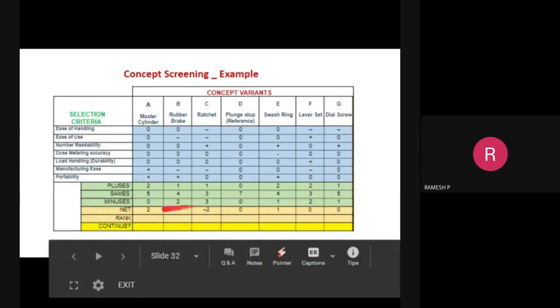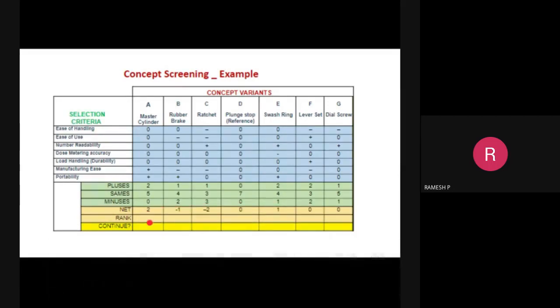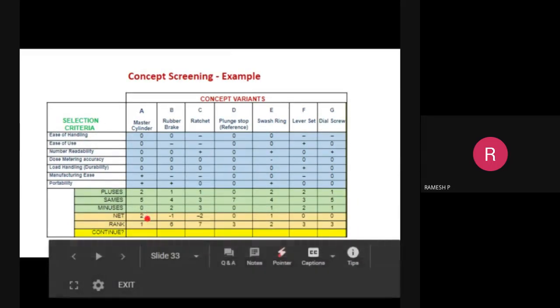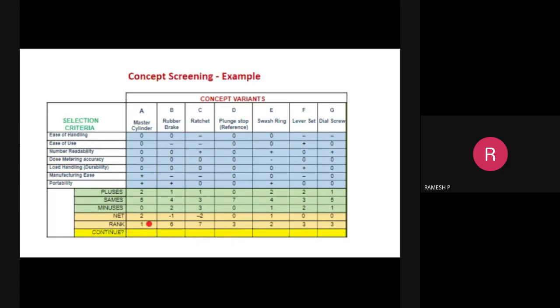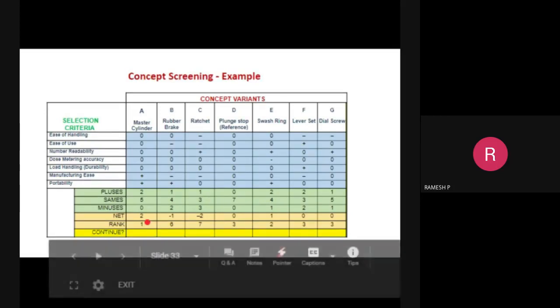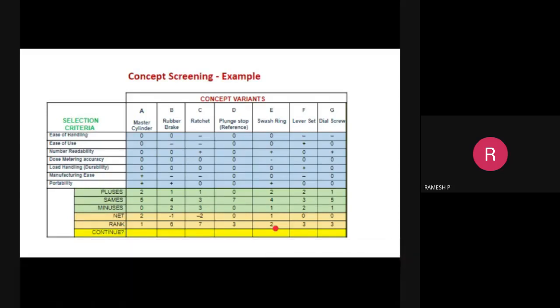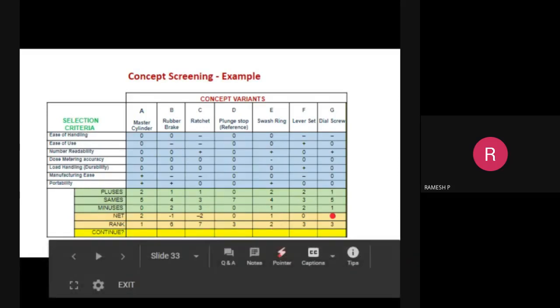Now, based on the net score, based on the sum of positives and negatives, rank it. Okay, I'm ranking it. The maximum is 2. So the first rank goes to master cylinder A. It can be taken as the most promising concept. And after the net score of 2, we have 1 for concept E, swash ring. Here I am providing it a rank of 2. And for rank of 3, I have got 3 zeros.